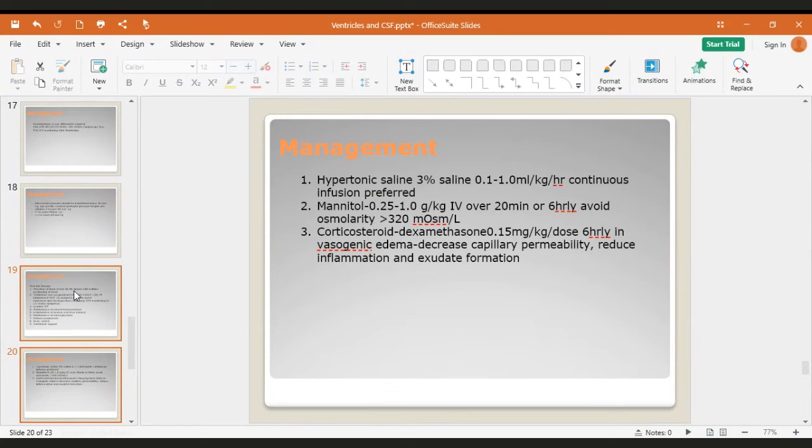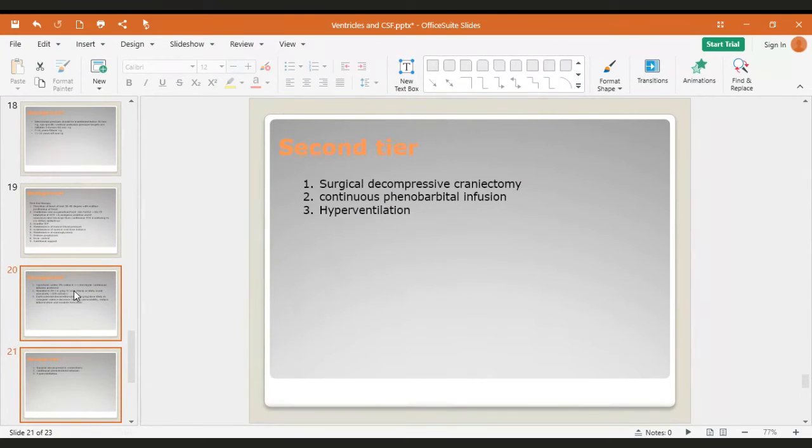Corticosteroid dexamethasone 0.15 milligram per kilogram per dose 6 hourly in vasogenic edema decreases capillary permeability and reduces inflammation and exudate formation. Corticosteroid is usually used in children for pyogenic meningitis and tubercular meningitis. Second tier therapy is surgical decompressive craniectomy, continuous phenobarbital infusion, or hyperventilation if there is acute increase in intracranial pressure.